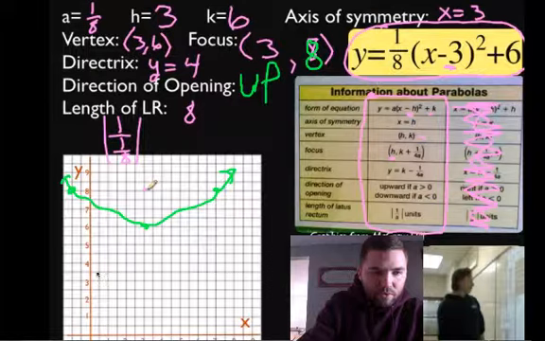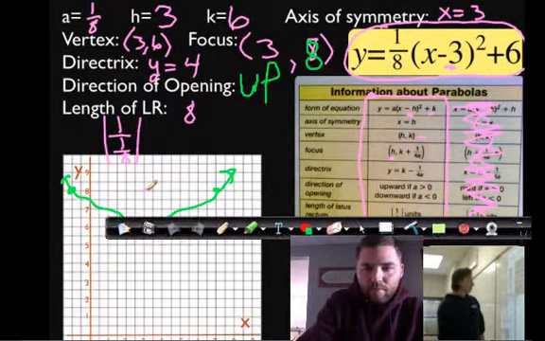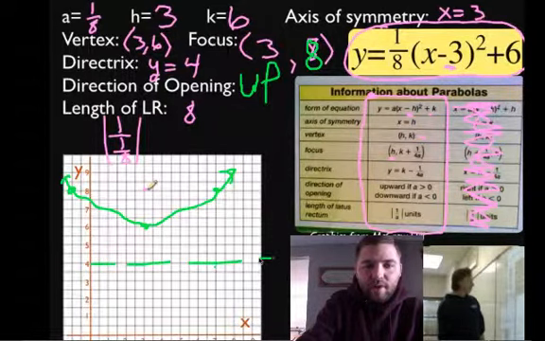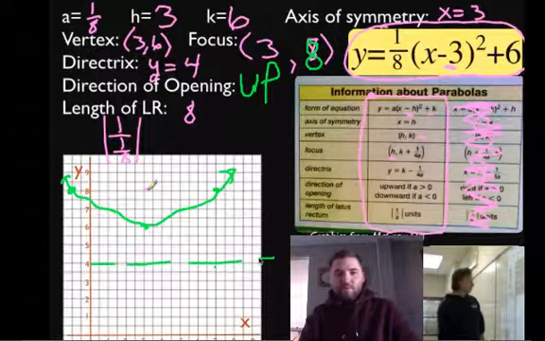And then we should draw in the directrix, which is at y equals 4. So we'll draw that in here too. So that's where our directrix is. And that's it. That's all there is to it, graphing parabolas.